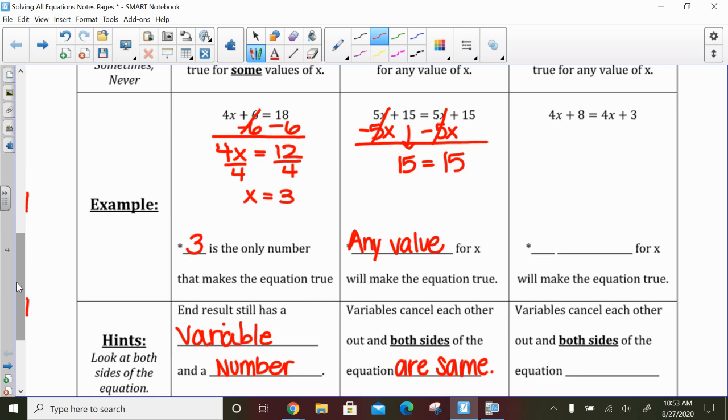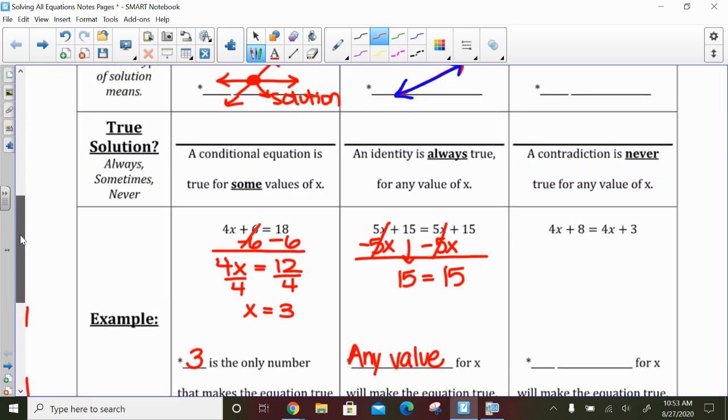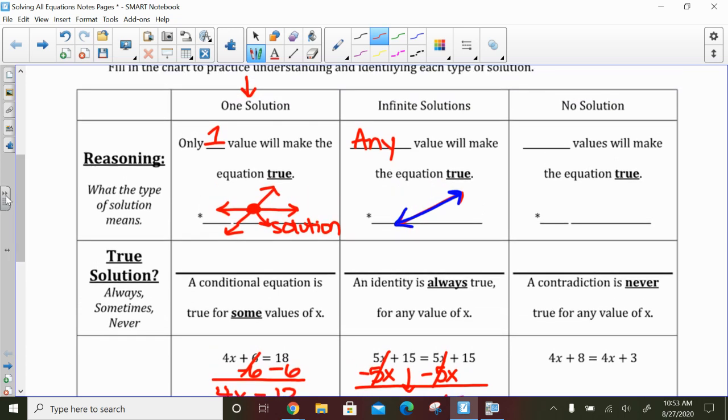All right, and then let's talk about your last type of solution, which is no solution. No solution just means there are no values that will make this equation true. One way I know that I will have no solutions is if I have two lines, like 4x plus 8 as this line, and 4x plus 3 as this line. Those lines will never cross. If they never cross, then there is no solution.